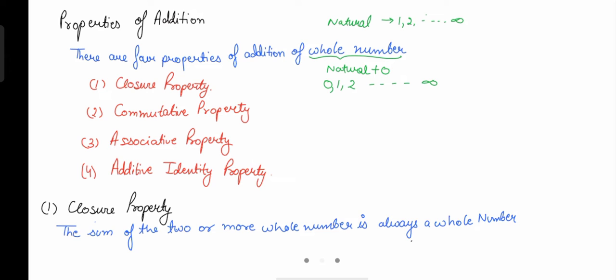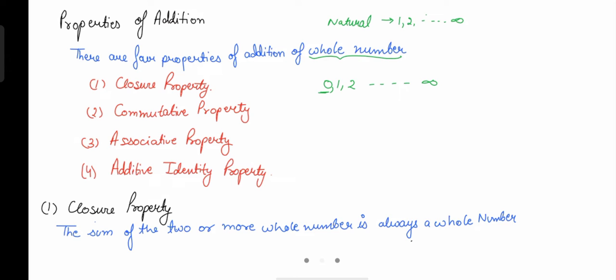It's very large. The whole numbers just start from 0 and move till infinity. The only difference is that in the natural numbers there is no 0, but in the whole numbers we include the 0 plus all the natural numbers. All right. Now let's move to the closure property.